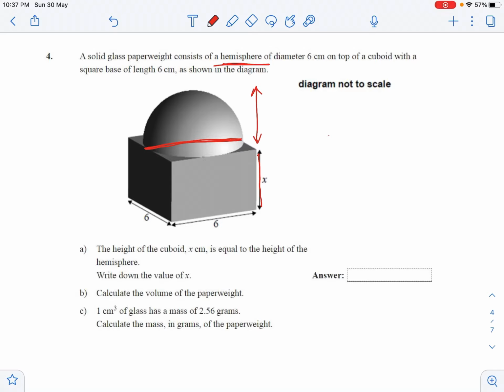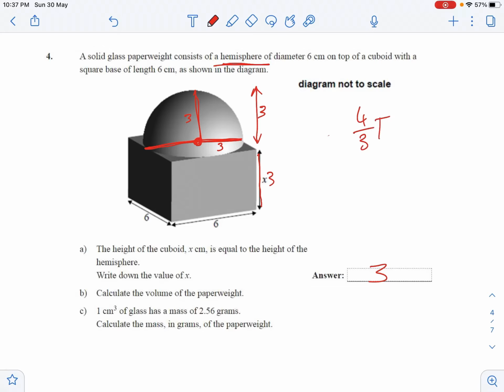Basically, all the way across the diameter of this hemisphere is 6. So halfway across, which is the same as the height there, is going to be half of 6, which is 3. So that'll be 3, that'll be 3, that'll be 3. Everything is 3 there.